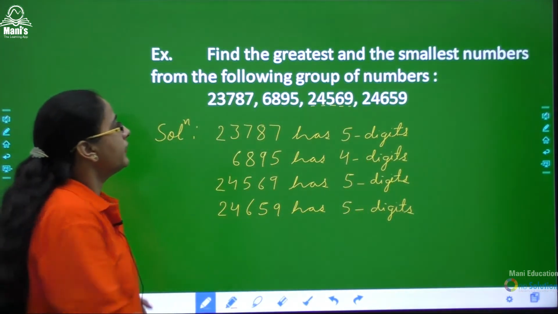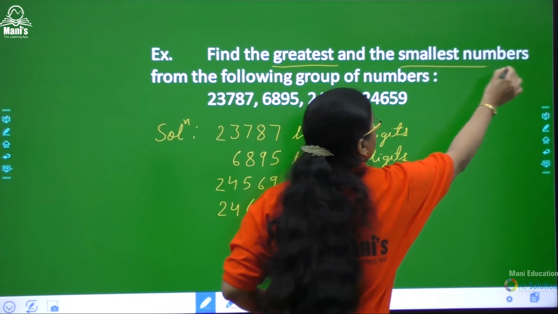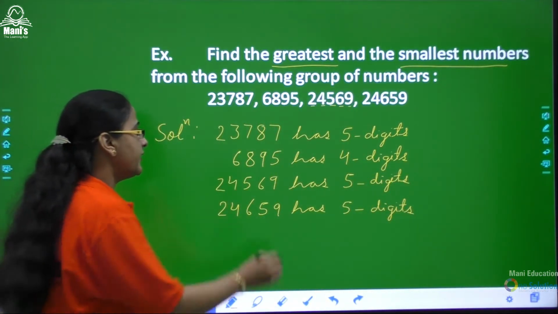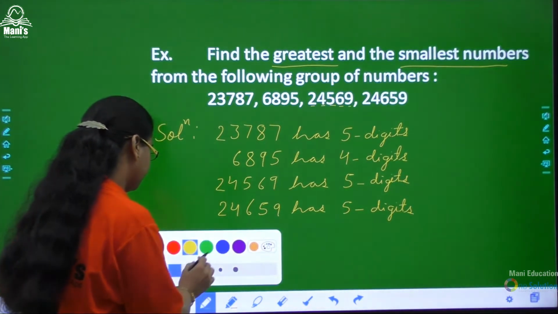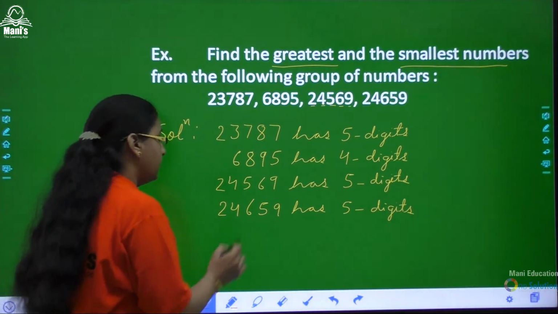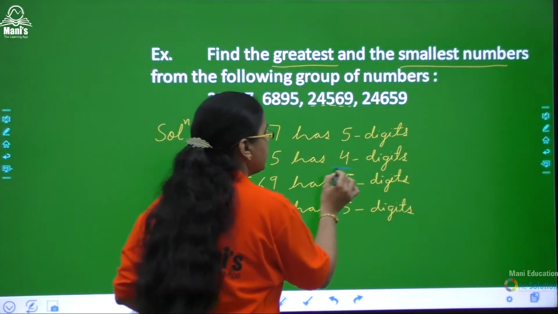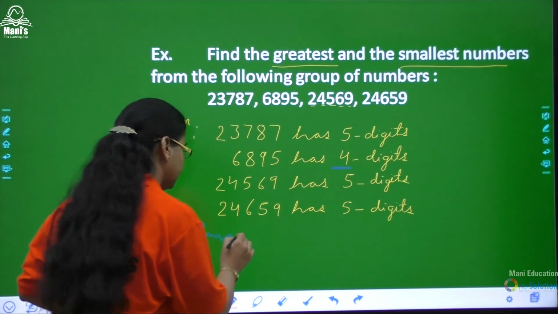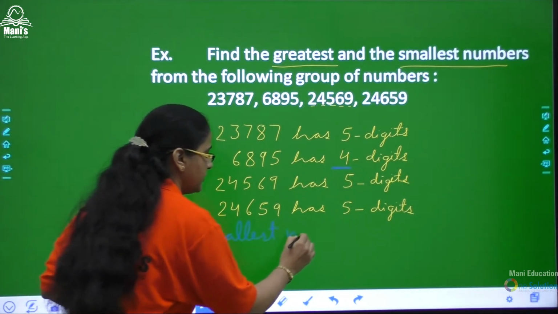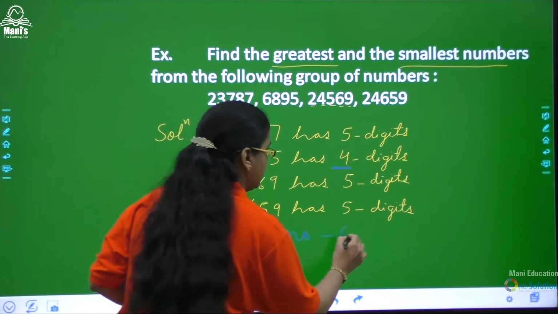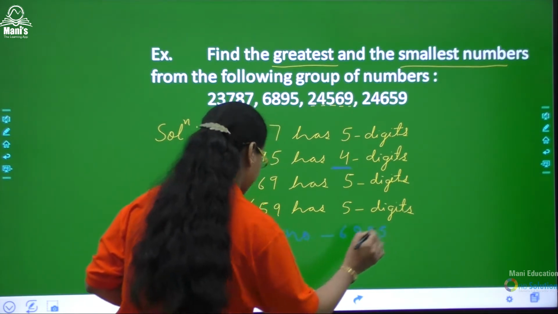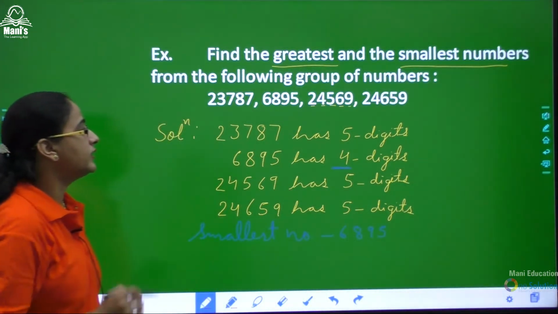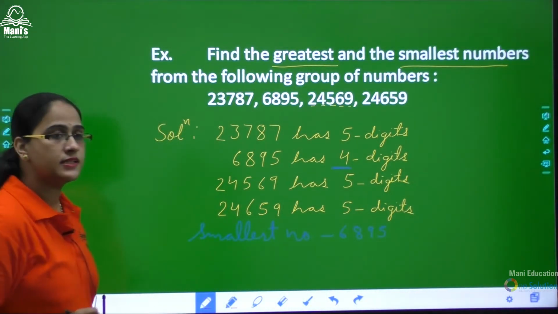So first of all, we have to find out the greatest and the smallest number. As you compare these numbers, you can easily understand that this number has fewer digits. So what we can say is that the smallest number is 6, 8, 9, 5. Understood?